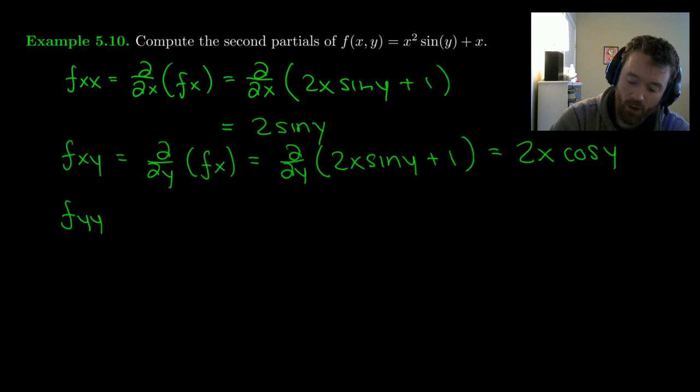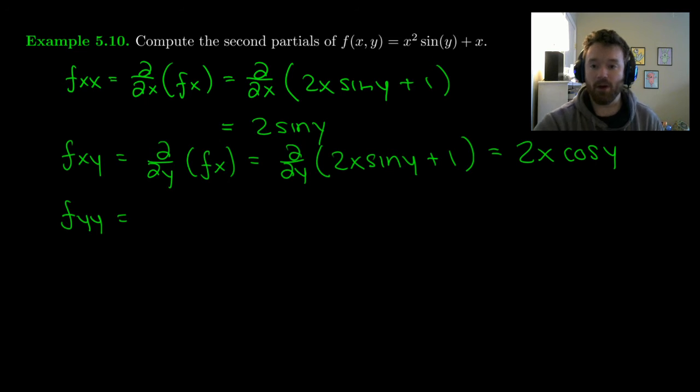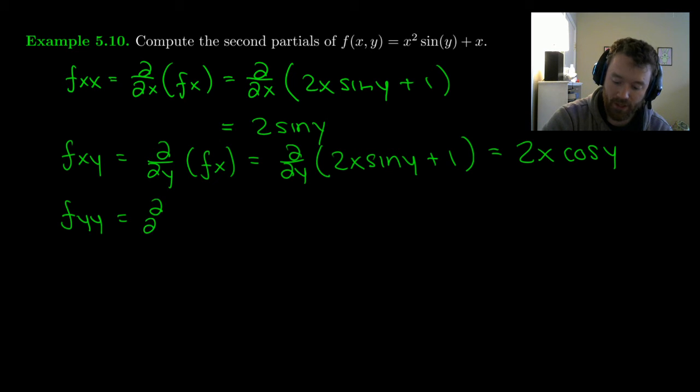Similarly, fyy is going to be a partial with respect to y of the partial with respect to y. So del f del y, then del f del y again. So this is a partial with respect to y of x squared cosine y, which in this case is negative x squared sine y.